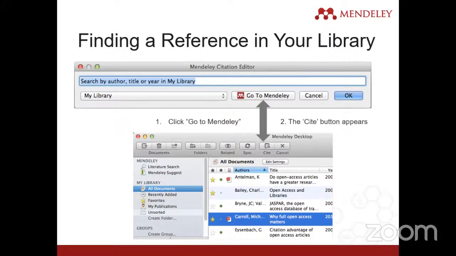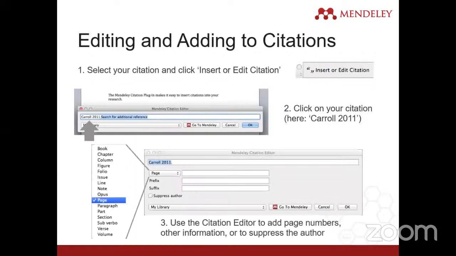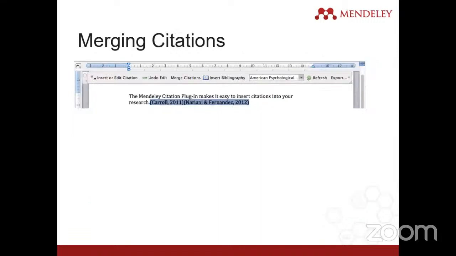This is finding a reference in your library. If you need to find your reference, you can use this one: search by title, by author, and so on. Once you install this, you can also see the citation pages, and this is the merging citation. If you have two citations of the same article, you can merge them.